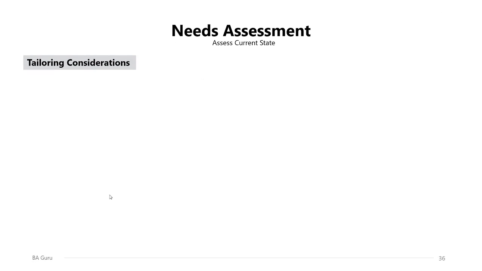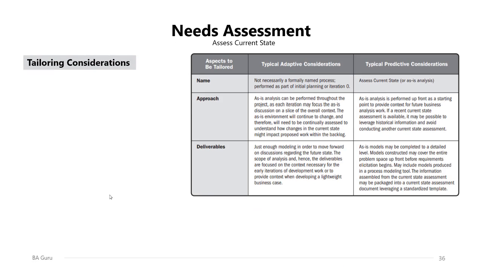Now, tailoring considerations when it comes to following an adaptive or a predictive life cycle. In an adaptive life cycle, it's not necessarily a formally named process. It's performed as part of the initial planning or iteration 0, which is the first iteration on the project, while in a predictive environment, it is named the assess current state or the as-is analysis. For some firms, the assess current state is known as the as-is, and the determine future state is known as the to-be.